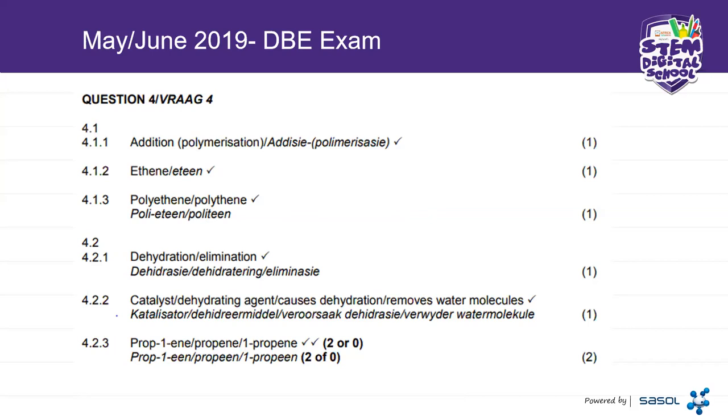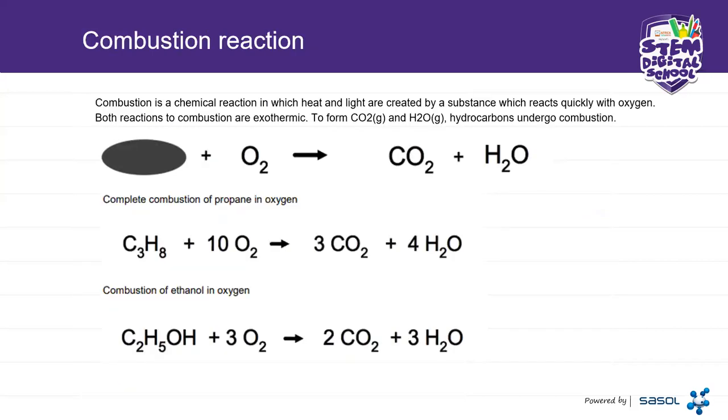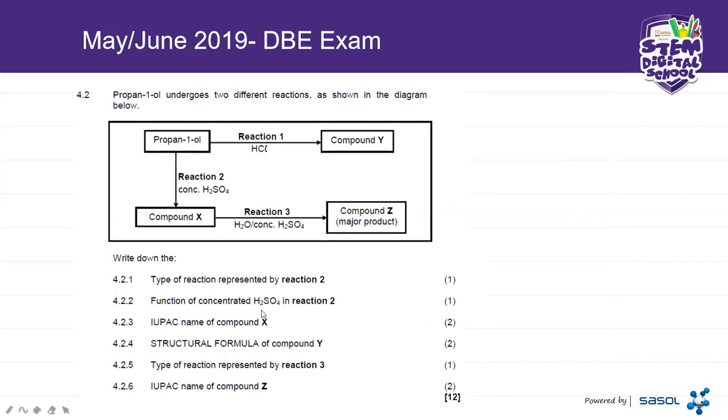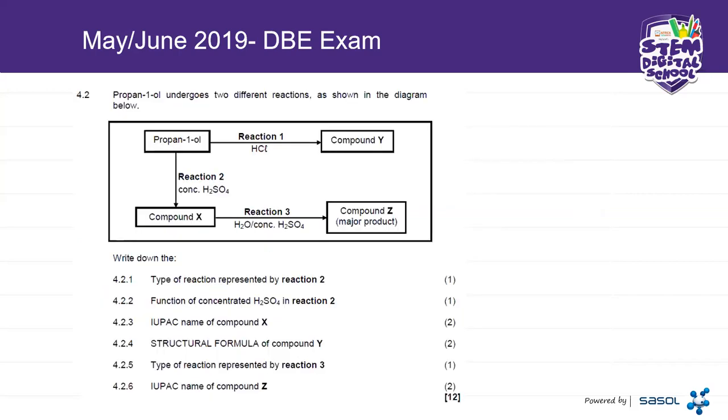Okay, so here it seems the first part of these questions I didn't do. Okay, I'm doing the second one. So this is a dehydration. As you can see here, 4.2.1 is a dehydration reaction. So now they want to know 4.2.2, the function of the concentrated H2SO4. What is the function of this?